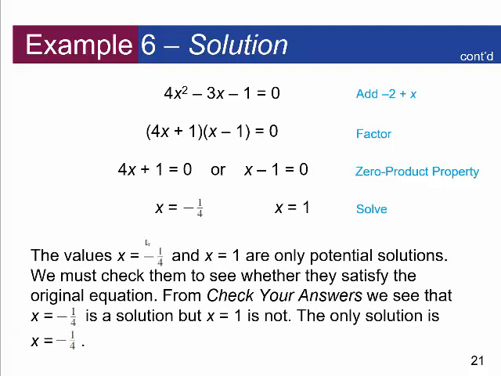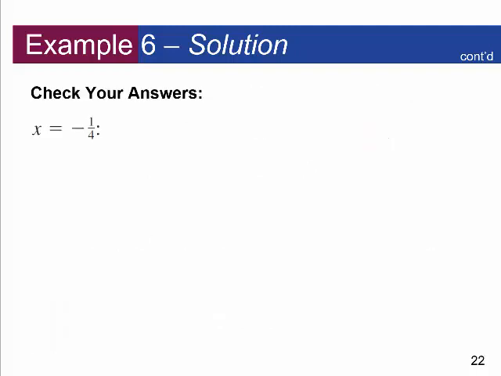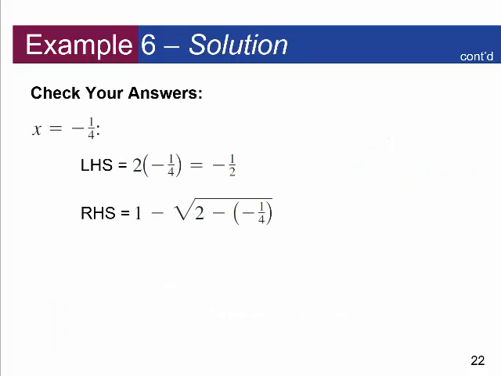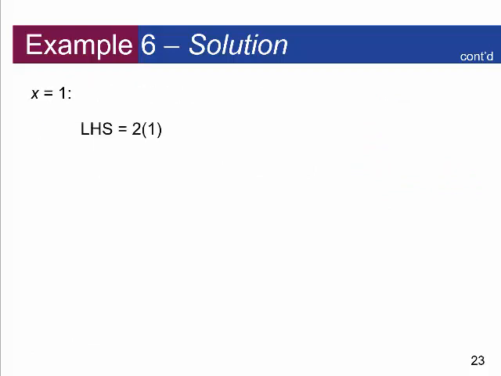Really important to check the solutions that you're seeing on the rational equations and the ones with radicals. And here you can see how this x is equal to minus 1/4 checks out, whereas the x is equal to 1 doesn't check out.